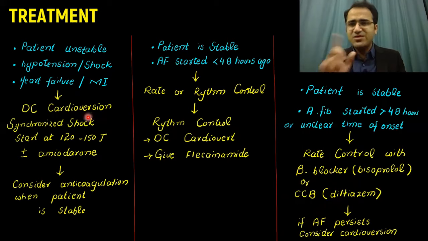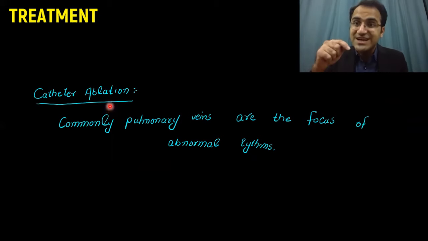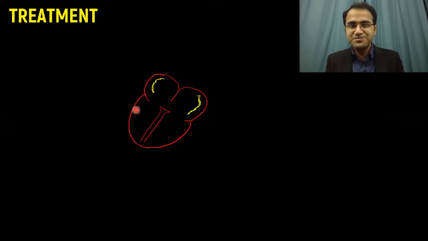If the patient is unstable, go for DC cardioversion. Catheter ablation is also one of the treatments of atrial fibrillation. In catheter ablation, you get inside the heart with a probe and burn the areas that are generating this abnormal rhythm. Usually the pulmonary veins are the focus of this abnormal electrical activity, so you burn those areas in the pulmonary veins.